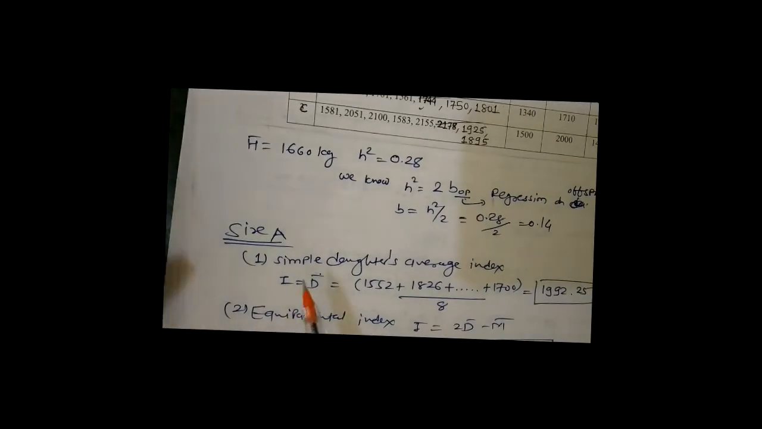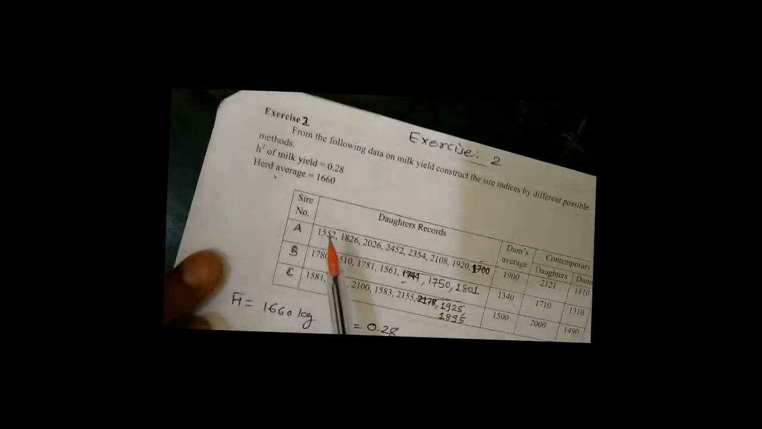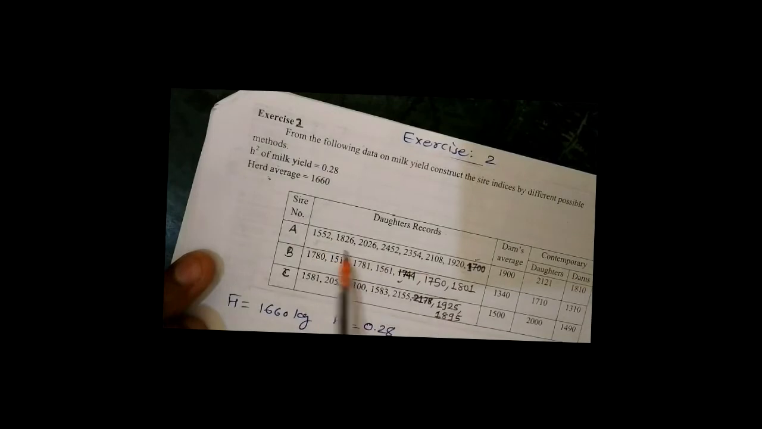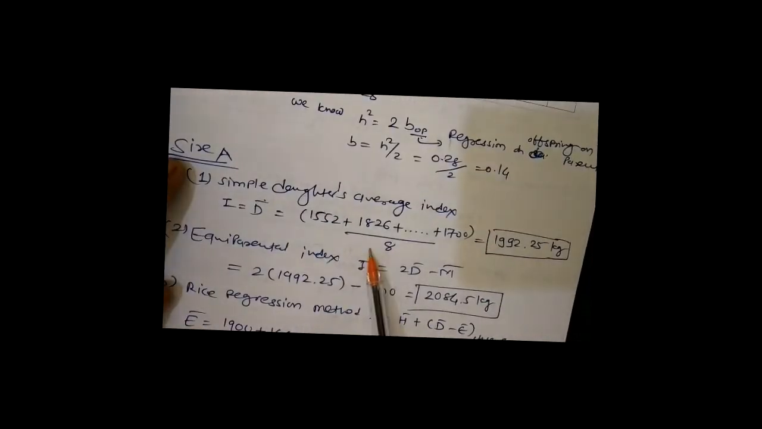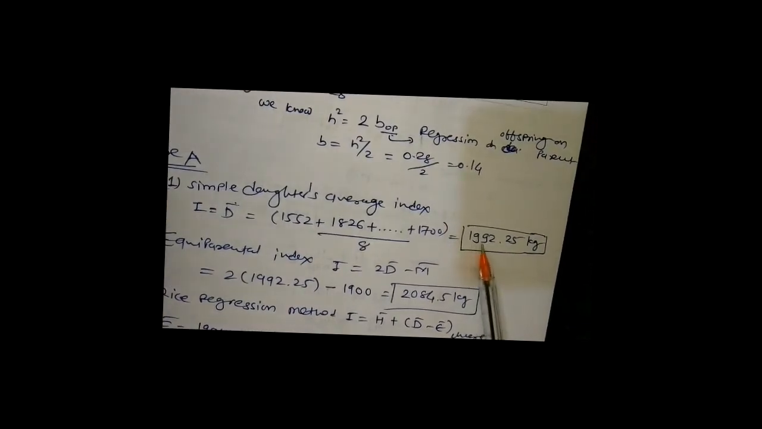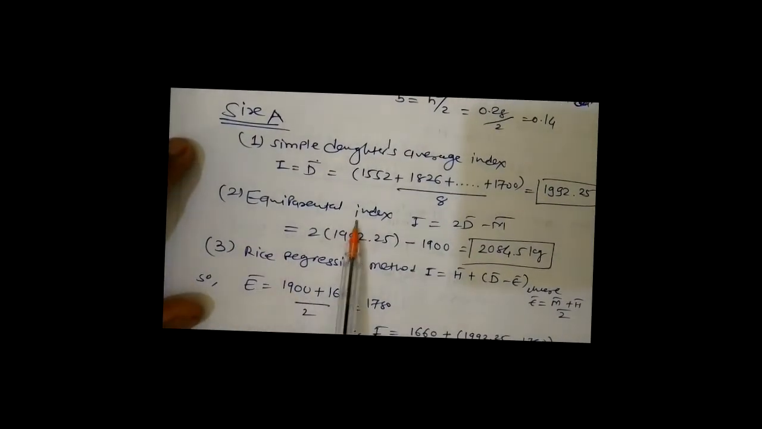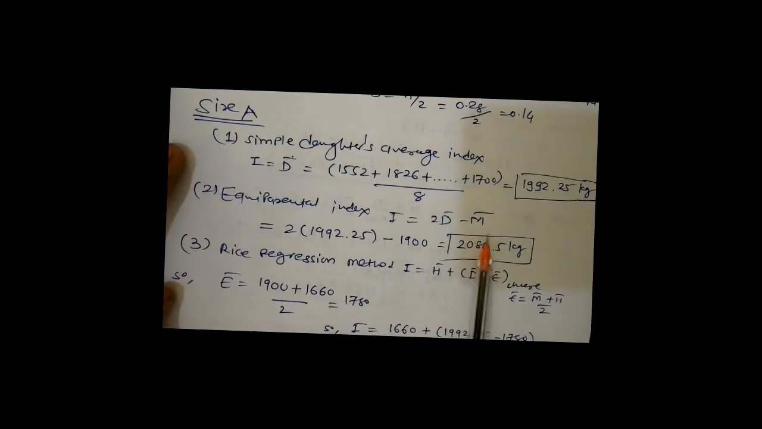Now sire A, first index, that is the simple daughters' average index. So I is equal to D bar, that means the average of all the daughters' performance. So 1552 plus 1826, likewise plus 1700, divided by 8, because there are 1 2 3 4 5 6 7 8 daughters. So the index value, that is the simple daughter average index value, is 1992.25 kg.